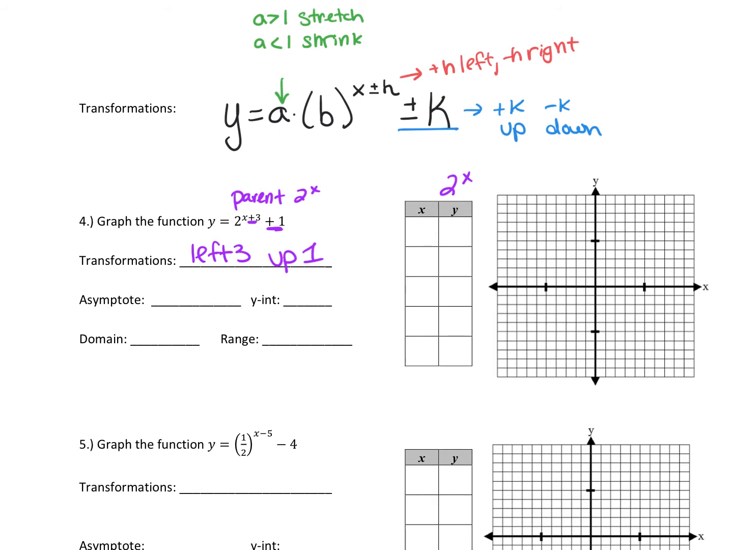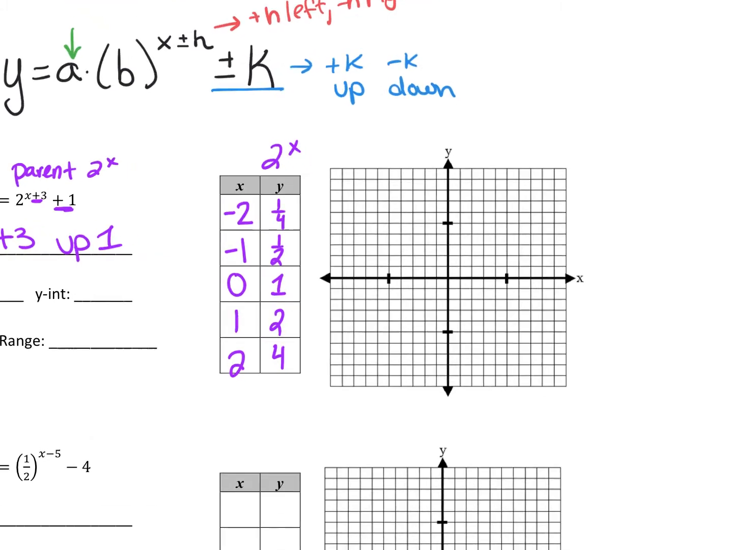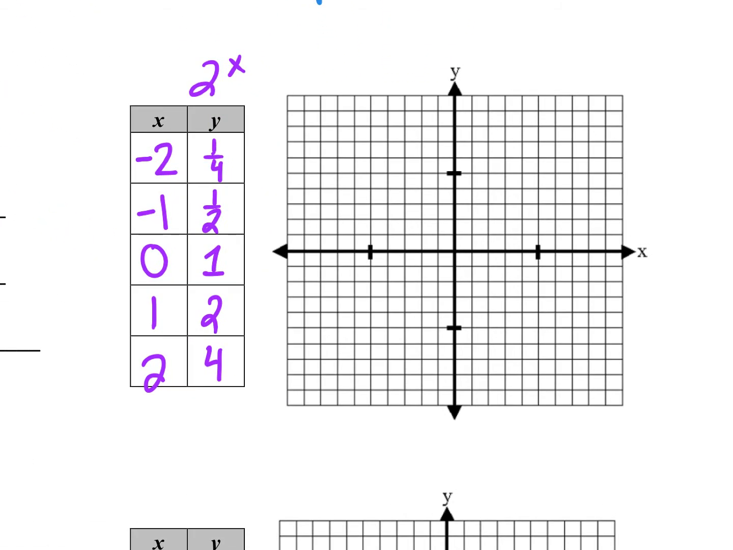So I'm going to make my table -2, -1, 0, 1, 2. And so I'm going to get 1/4, 1/2, 1, 2, 4. And so I'm going to plot those points really lightly though, and I'm not going to connect them because I'm going to end up shifting them.